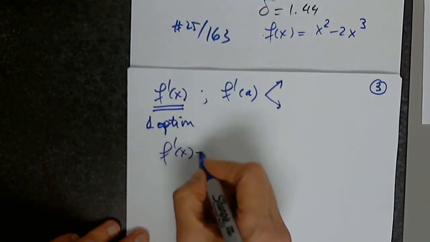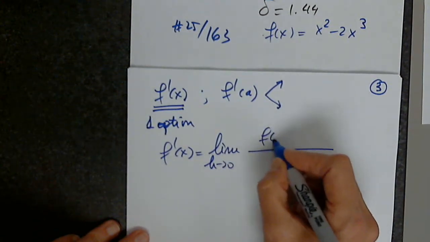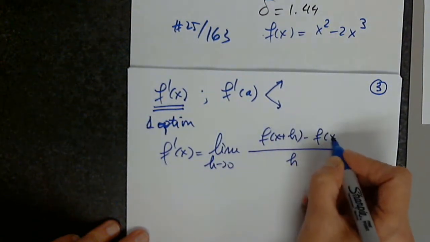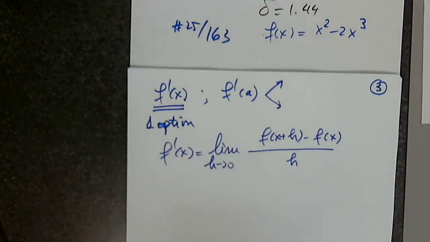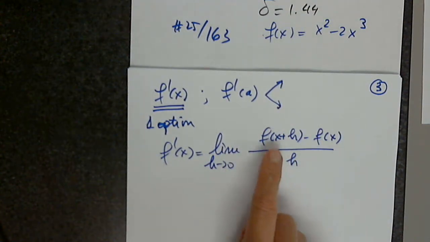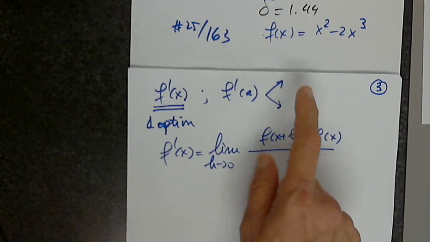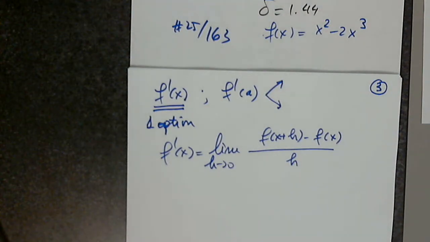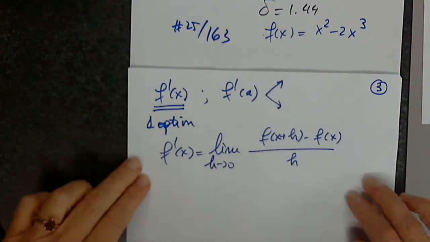So f prime of x equals the limit as h approaches 0 of f of x plus h minus f of x divided by h. Nothing else. If I'm asked f prime of a, however, I have two options. The first one is the same thing with a inside and h approaches 0. And the second option is f of x minus f of a over x minus a. Okay? But I only have one option for f prime of x.